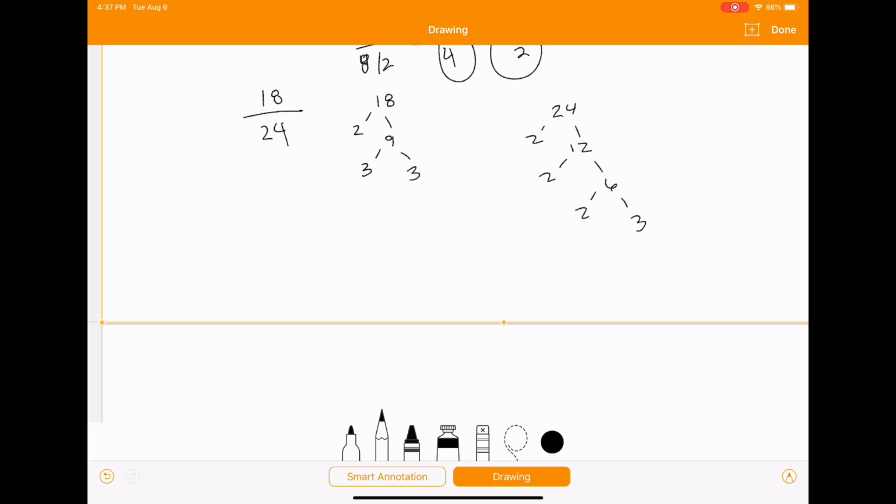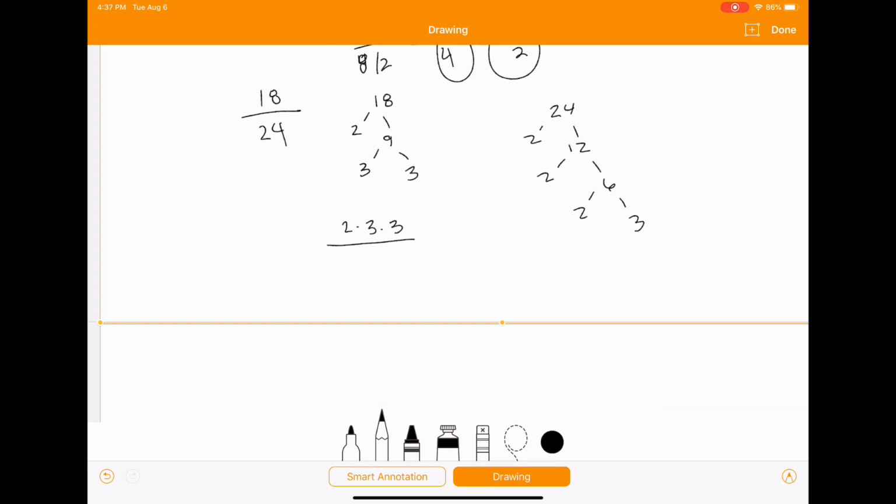So for 18, we're going to have 2 times 3 times 3 all over 2 times 2 times 2 times 3. And then any of the pairs can just cancel out and they become 1s. So on the top you're left with 3, on the bottom you're left with 2 times 2, which is 4. So that's the simplified version of that fraction.